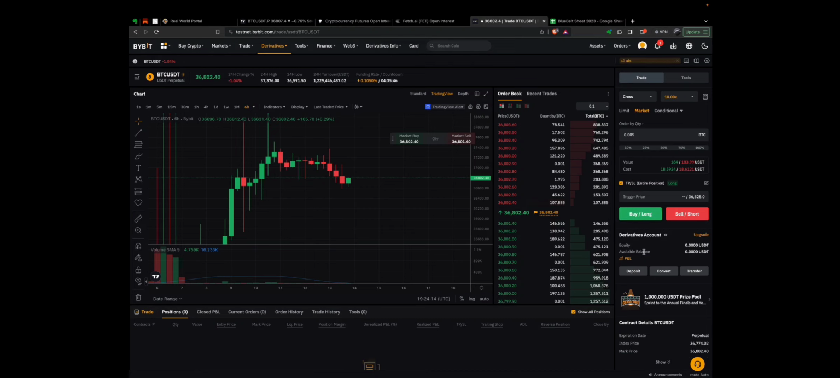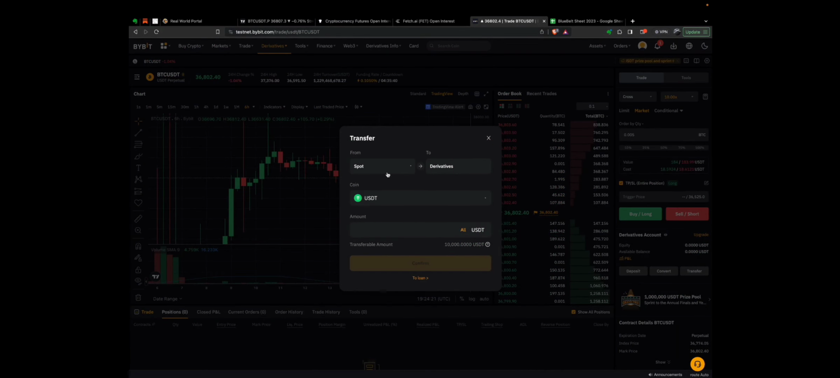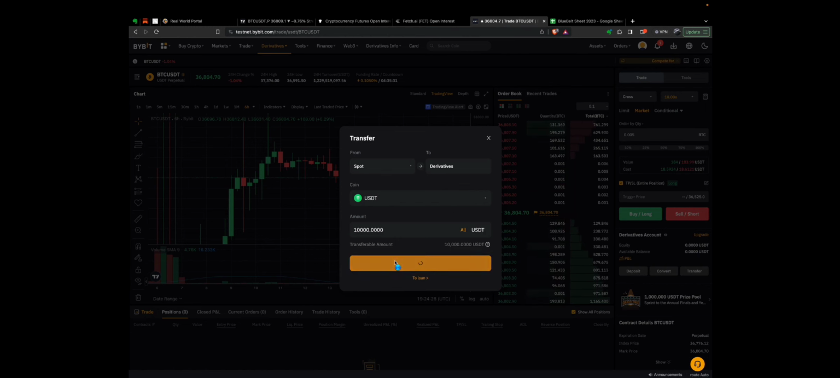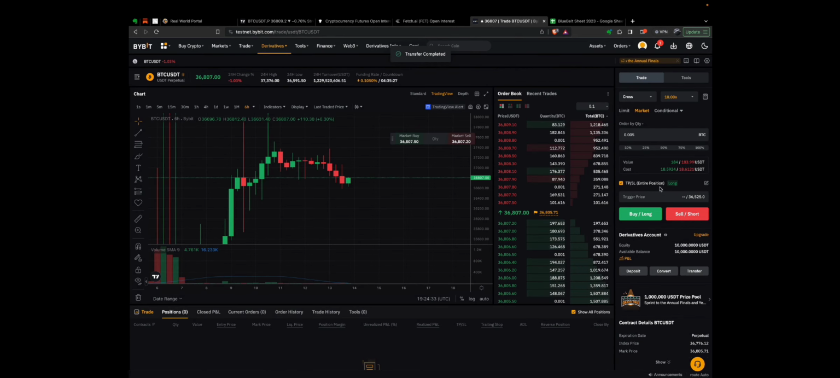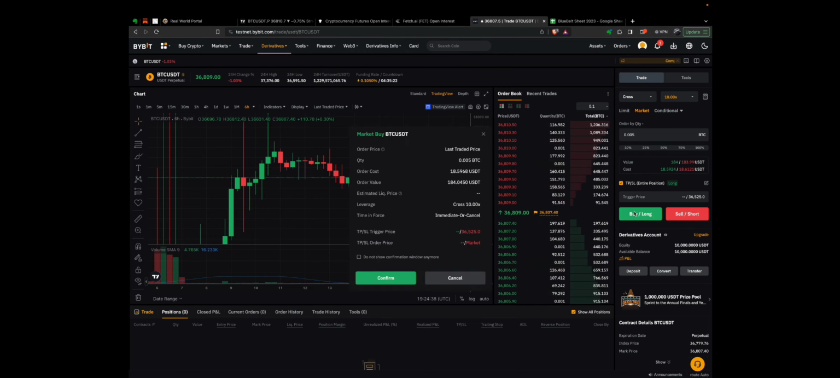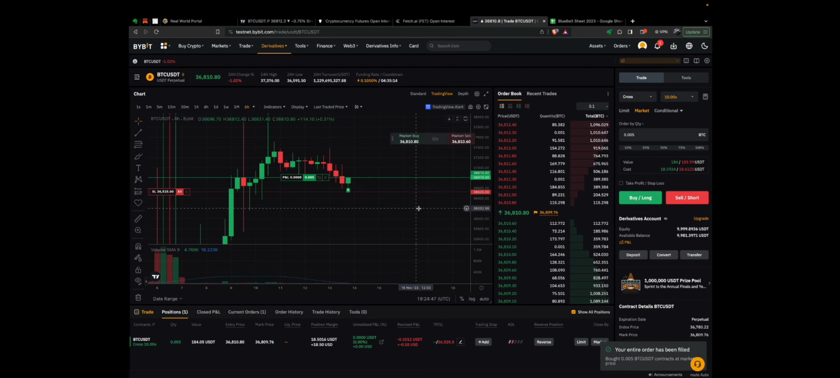I'll have to transfer my fake money across. So I have to transfer my fake money from my fake account to my other fake account. Oh, shoot. Put it in here. There we go. Okay. Now my fake money's in. It's going to show your order confirmation screen. Confirm it. And it will enter. Okay?